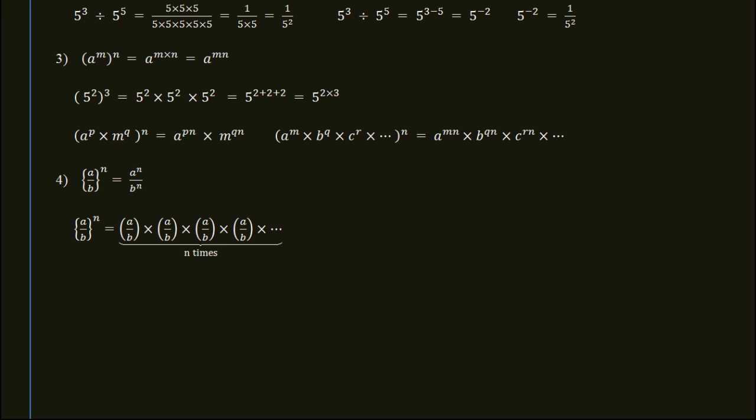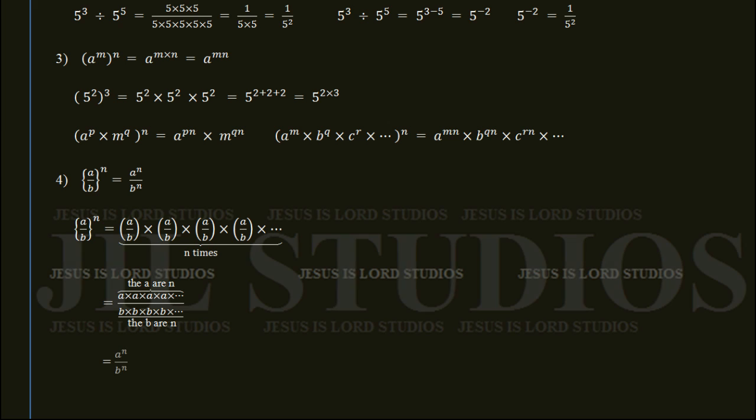From elementary work on fractions we know that to multiply a group of fractions we can multiply their numerators first, get an answer, then multiply their denominators, get an answer, and divide the two answers to get the final answer. So applying this, we get a times a times a times a times so many terms, until the a are n in number, divided by b times b times b times b times so many terms, until the b are n in number. So this will further simplify to a to the power n over b to the power n.